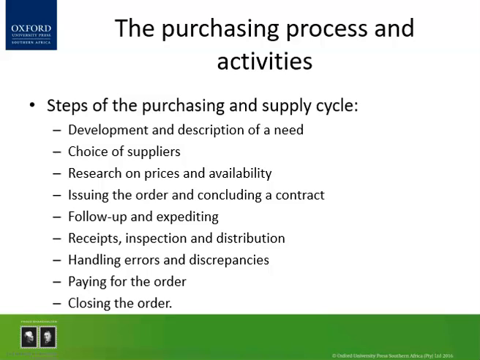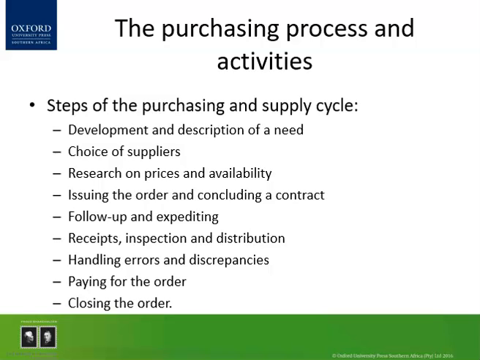In the previous session, when we were looking at chapter 15, purchasing and supply management, we last looked at the steps of the purchasing and supply cycle, or the steps in the purchasing and supply process, which we said starts with the development and description of a need, then the choice of suppliers, followed by research on prices and availability. Then they will issue the order and conclude the contract. They will also have follow-ups and speeding up of the process.